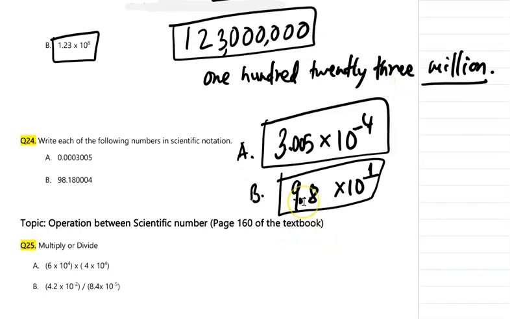How many decimal places you need after the decimal depends on the instruction. Here you put 9.8, you can put 9.818 if you like, up to 3 decimal places. It's again based on the instruction. Okay, so that's question number 24.